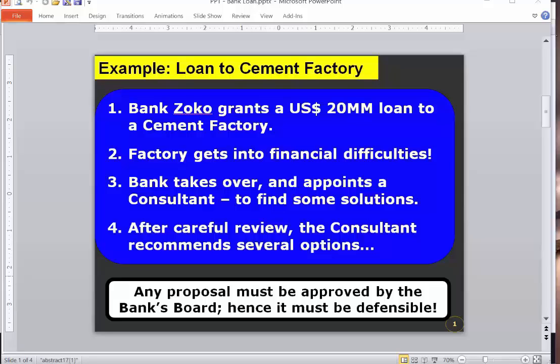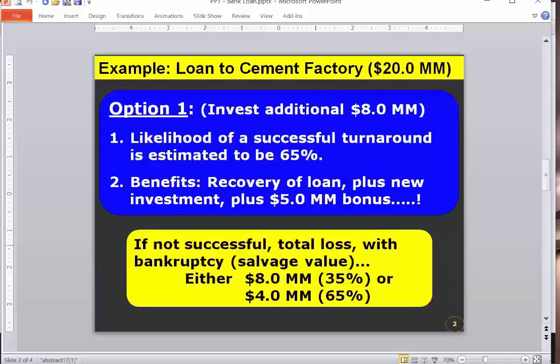And of course, any proposal must be approved by the bank's board. Hence, it must be defensible. The consultant comes back with two recommendations. Option 1, invest an additional $8 million. And he says the likelihood of a successful turnaround is about 65%.